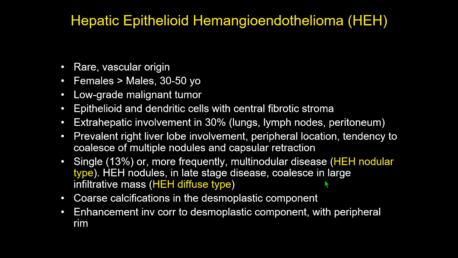In the group of vascular tumors, we have two main lesions. Hepatic epithelioid hemangioendothelioma is more frequently a multinodular disease. Typically, they are in the right liver lobe, peripheral location, subcapsular. They tend to coalesce from multiple nodules and give capsular retraction. Sometimes in the desmoplastic component, we can see some coarse calcification, and the enhancement is inversely correlated with the desmoplastic component.